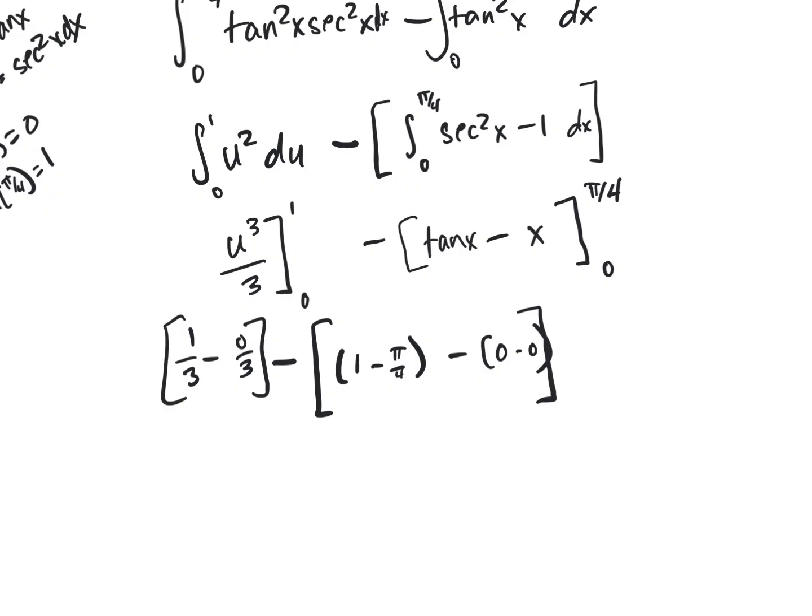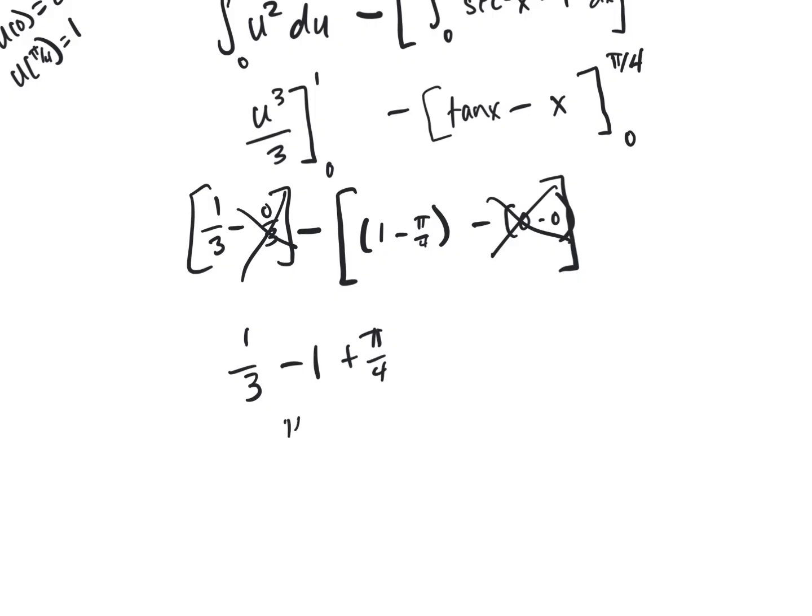Okay, now this one becomes 1/3, and then I'm going to cross out all my zeros, so now it becomes 1/3 minus 1 plus pi over 4, which is pi over 4 minus 2/3. I would totally accept negative 2/3 plus pi over 4. How we feeling, okay?